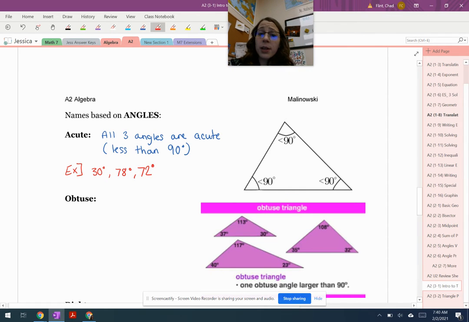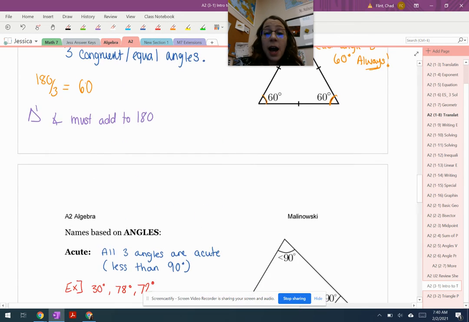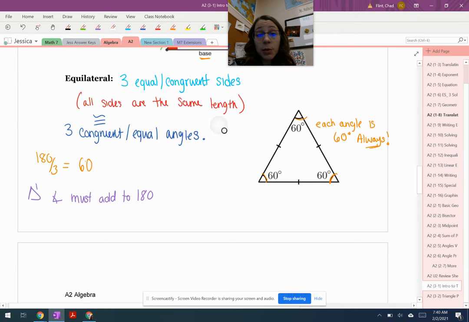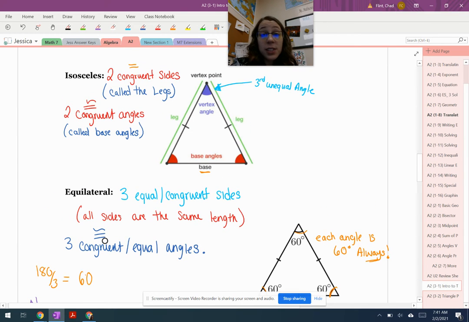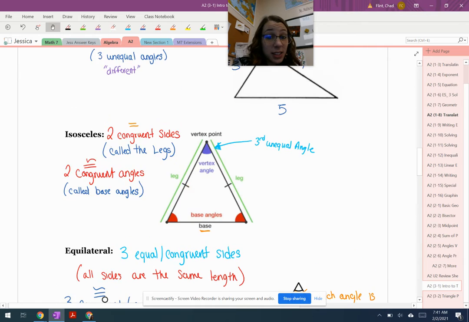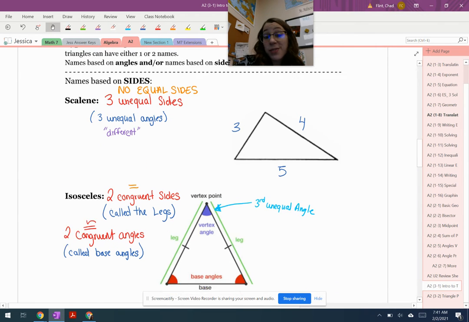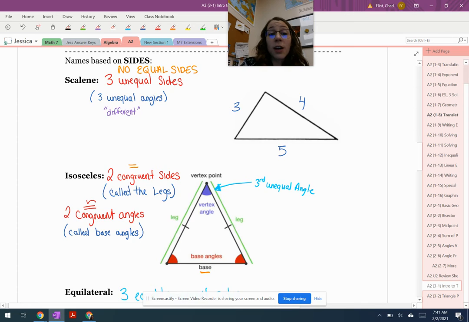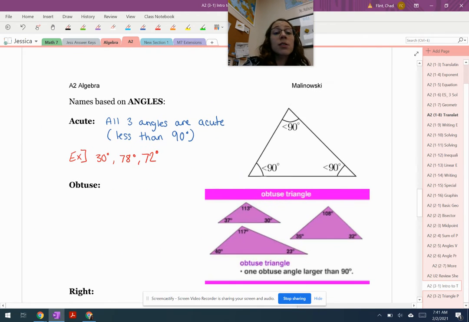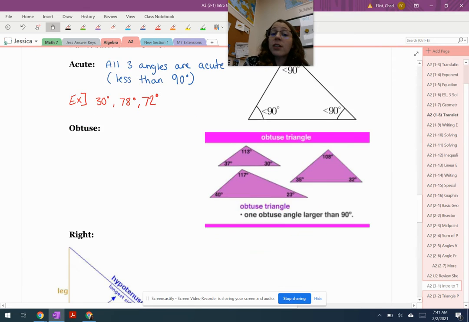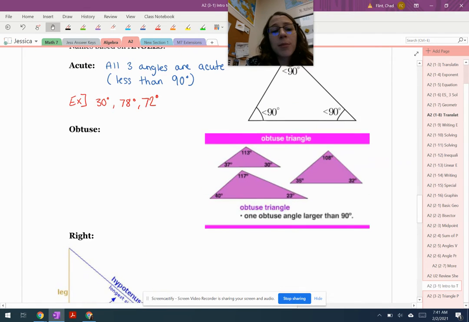So all three of those angles are acute angles. They're all less than 90 degrees, so that would be an acute triangle. I can also tell because all three of those angles are different. They're not all 60 degrees, so it's not equilateral. Two of them aren't the same, so it's not isosceles. So that means it must be scalene, right? Three unequal sides, three unequal angles. So this example down here is an acute scalene triangle. We'll get into that more.